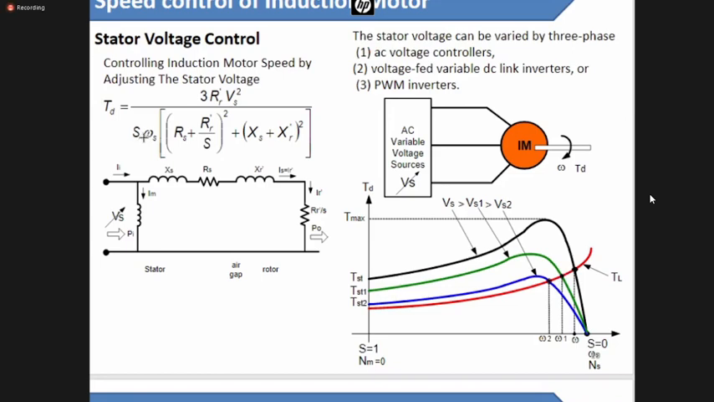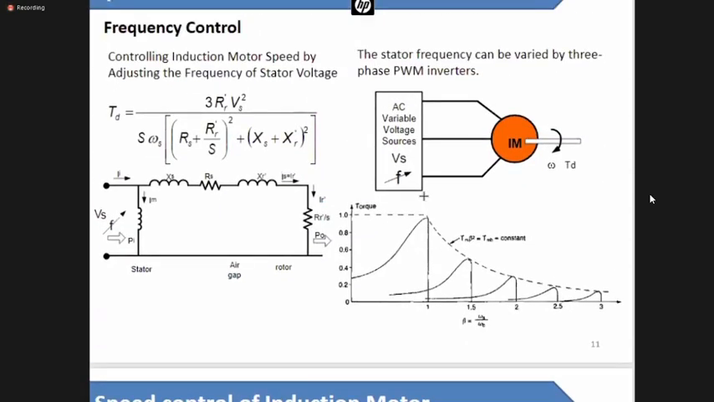The next thing to control is frequency. Okay, in this equation you can see that we had omega s, so you can easily control the frequency and again expect some changes in torque and eventually in speed. So what will happen when you control the speed? How to control the speed? Through the change in frequency.